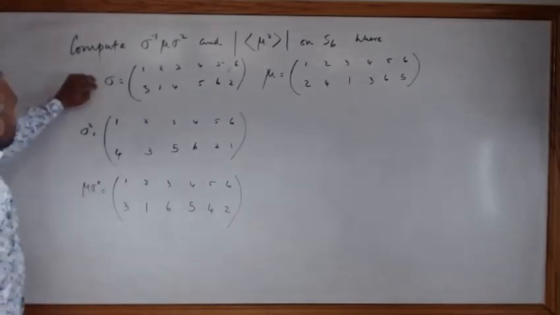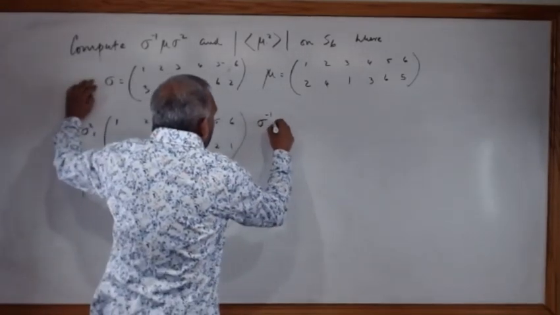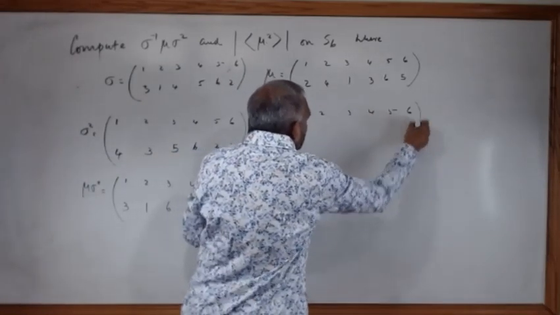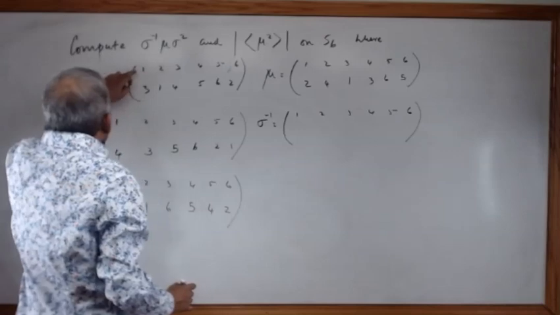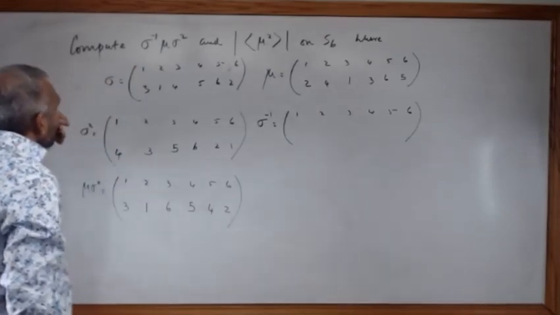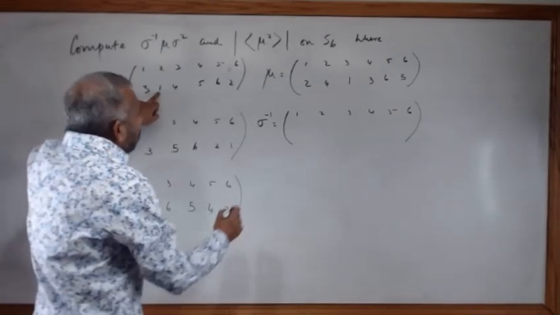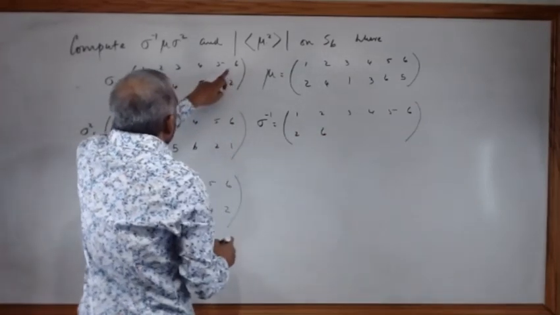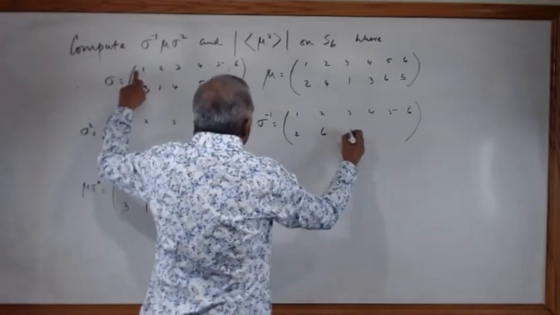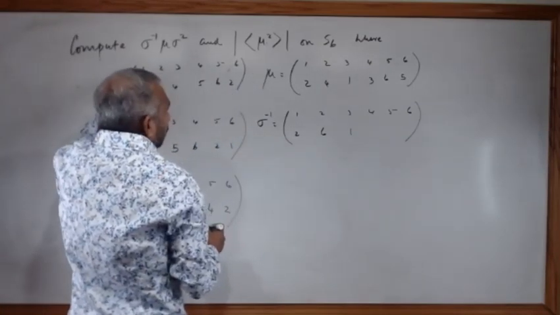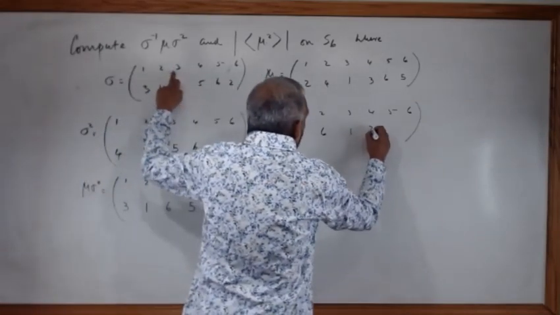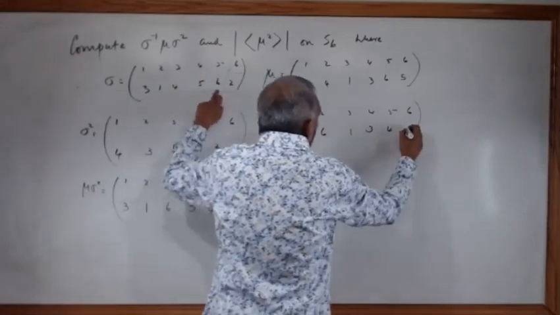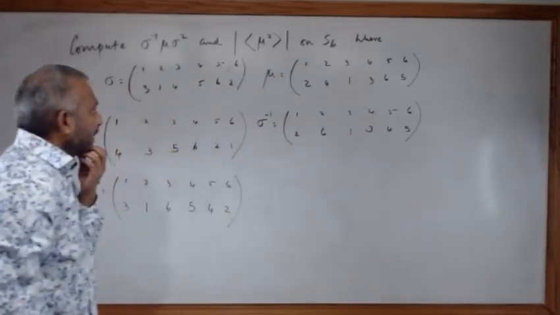And what is sigma inverse? Sigma inverse is 1, 2, 3, 4, 5, 6. One goes to 2. 2 goes to 6. 3 goes to 1. 4 goes to 3. And 5 goes to 4, and 6 goes to 5. That is sigma inverse.